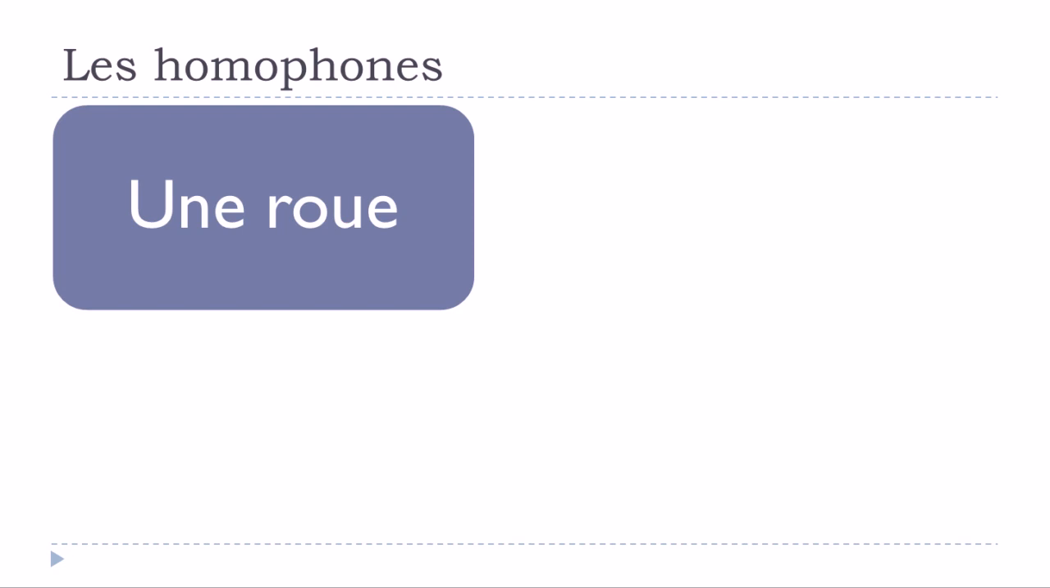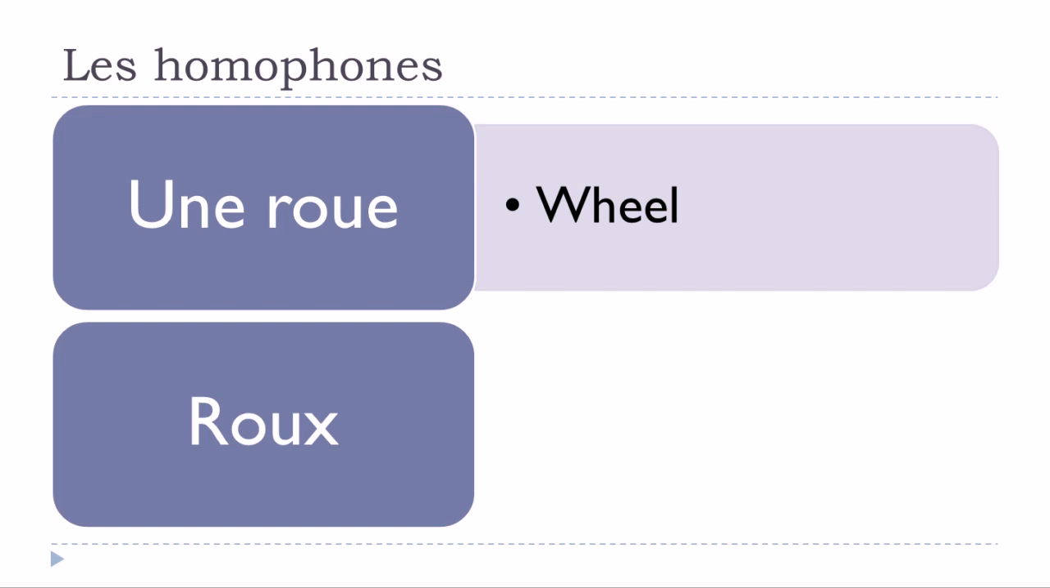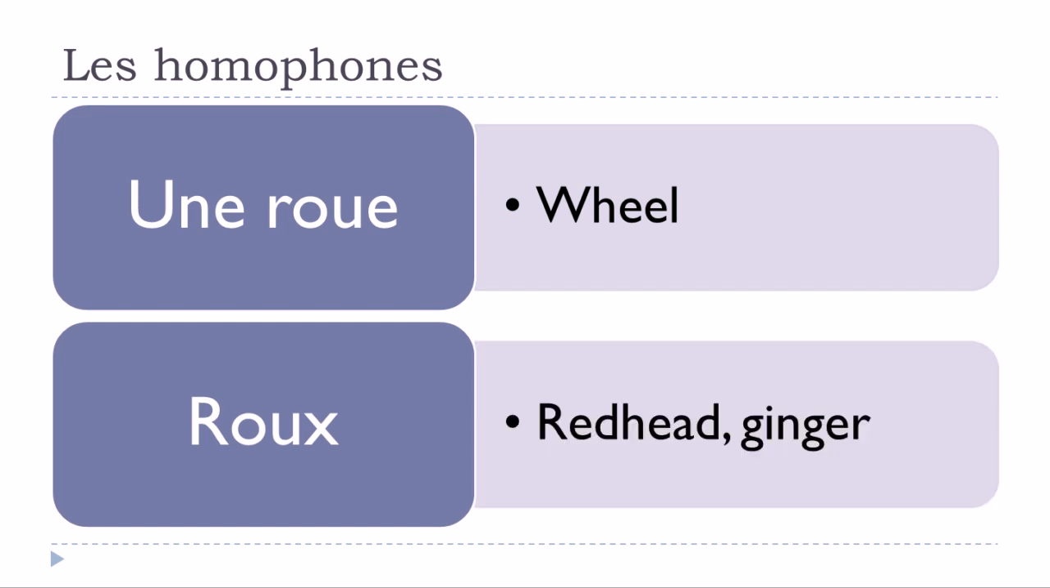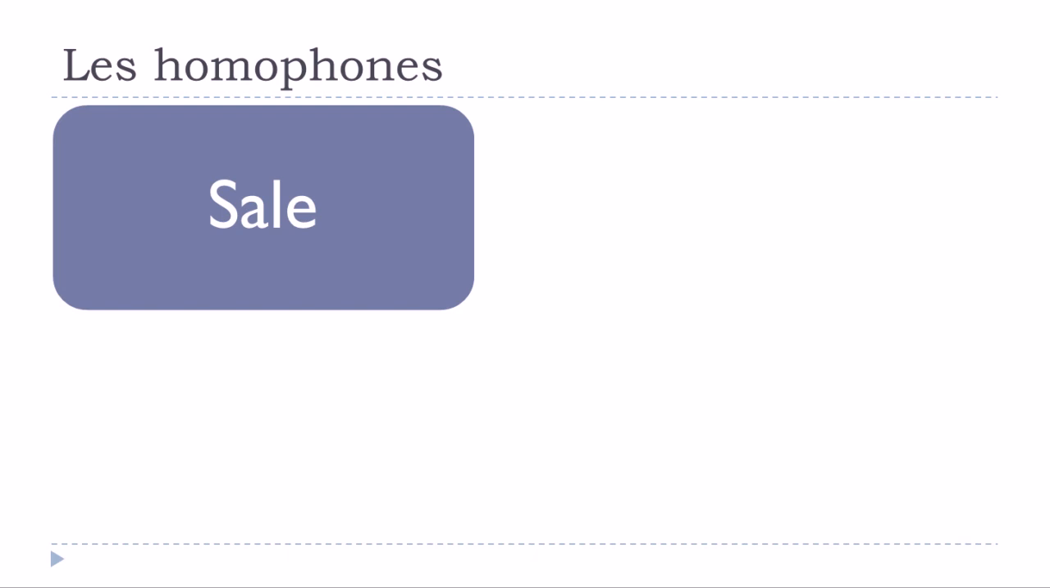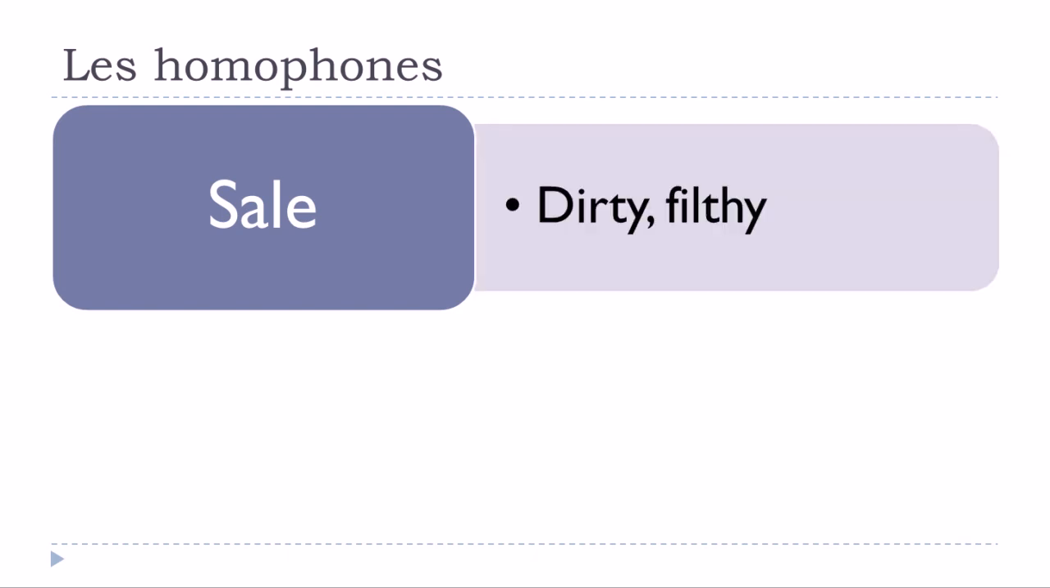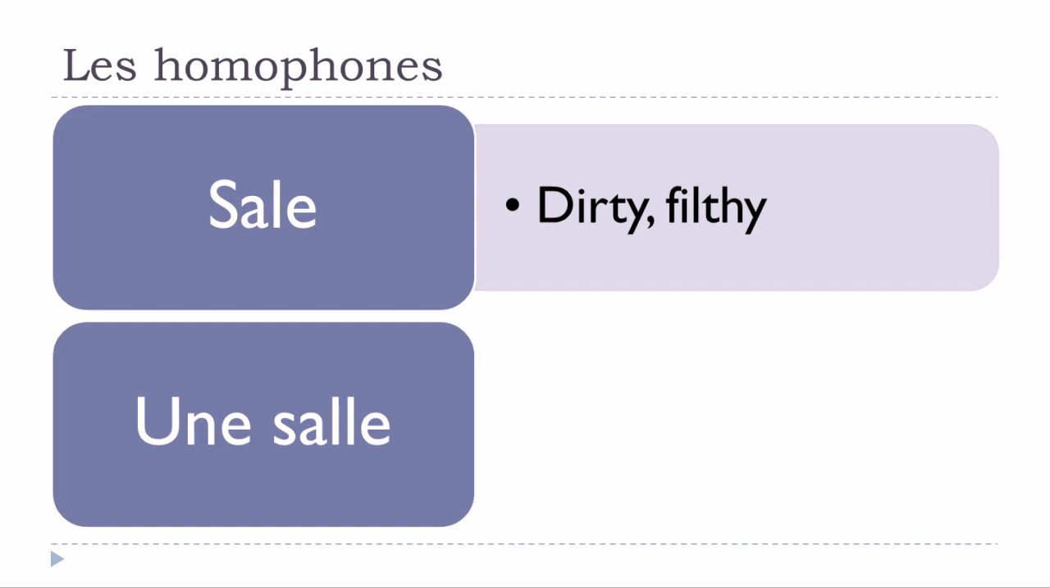Une roue. Roue. Alright, so une roue, and then roue. Salle. Une salle. Okay, so even if you get the double L here, it will still be the same pronunciation as this one. So salle, une salle. In that case, here, it's an adjective.